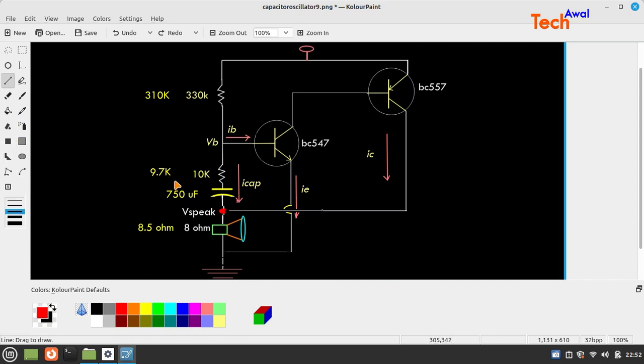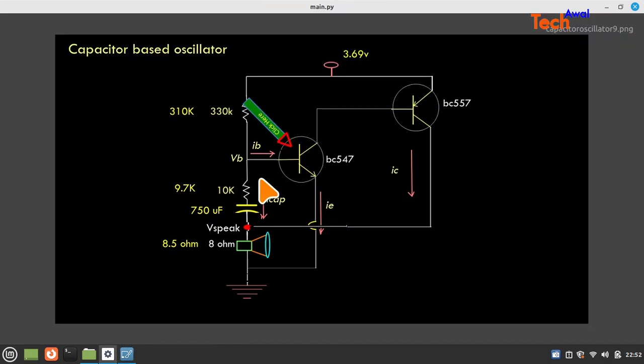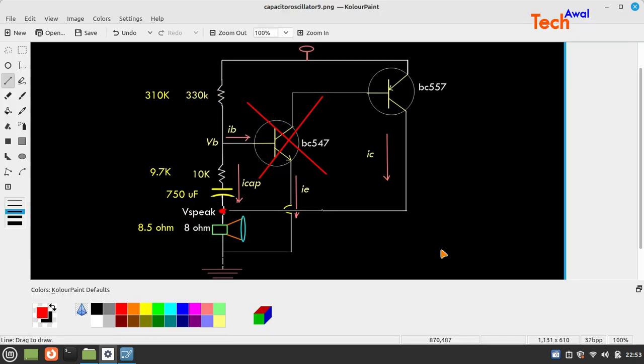This is a very big thing. This area is dead. When the capacitor is charging from this direction, in the transistor circuit there is no current in IB and it is dead. So it is taking complete charge from the voltage source.